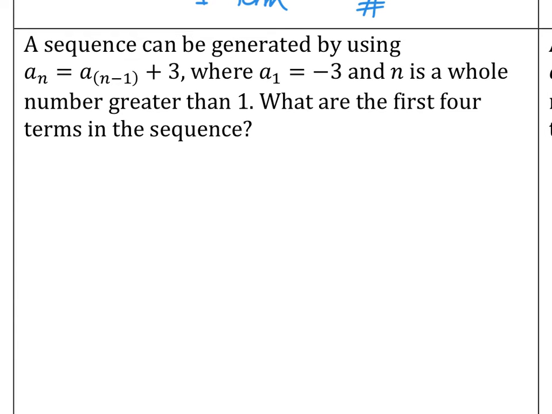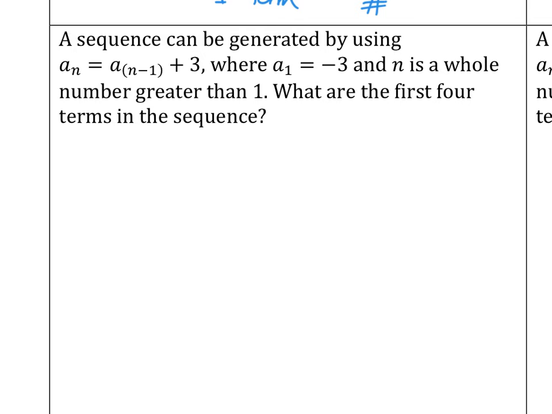So if we look at this example here, it says a sequence can be generated by using a sub n equal to a sub n minus 1 plus 3, where a sub 1 is equal to negative 3, and n is a whole number greater than or equal to 1. What are the first 4 terms in the sequence? There's a lot of words going on there, but what do you see right here? Plus 3. So what are you going to do with 3? Add 3. We're going to add 3 every time. And what are we going to start with? Negative 3. It says the first number is negative 3.